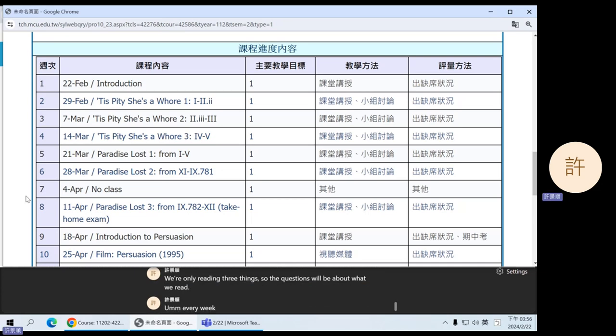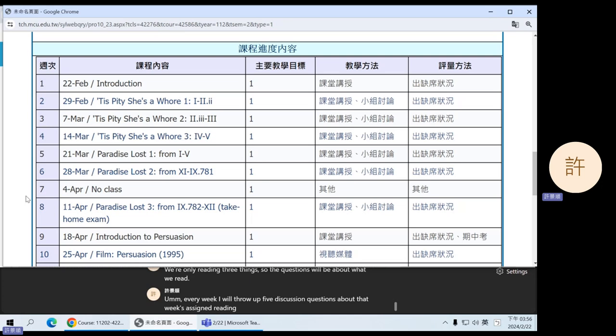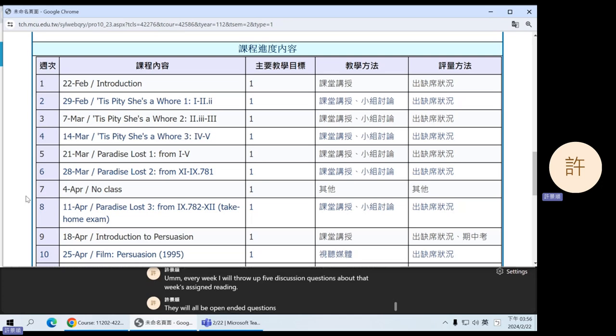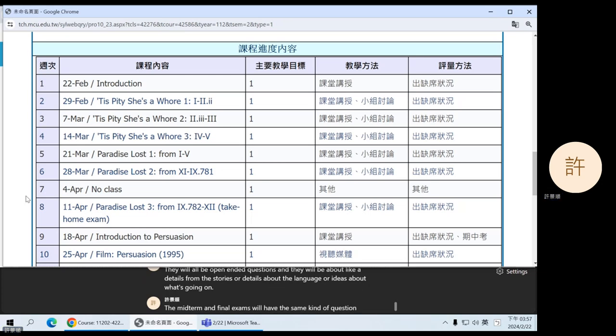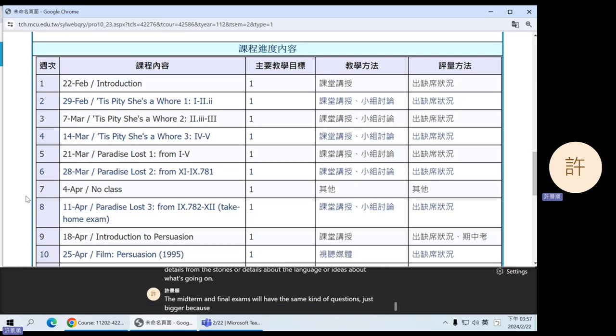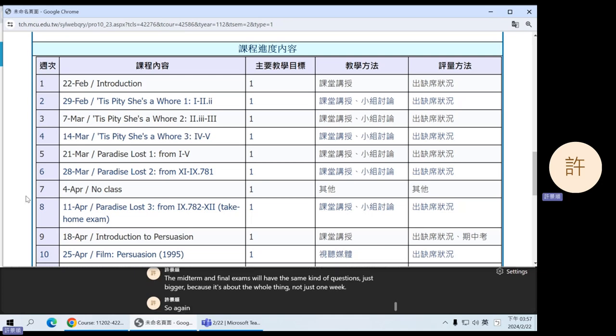Every week, I will throw up 5 discussion questions about that week's assigned reading. They will all be open-ended questions, and they will be about details from the stories, or details about the language, or ideas about what's going on. The midterm and final exams will have the same kind of questions, just bigger, because it's about the whole thing, not just one week. So again, there's no standard right or wrong answer. There are better or worse answers, but you will get to decide what your answer is.